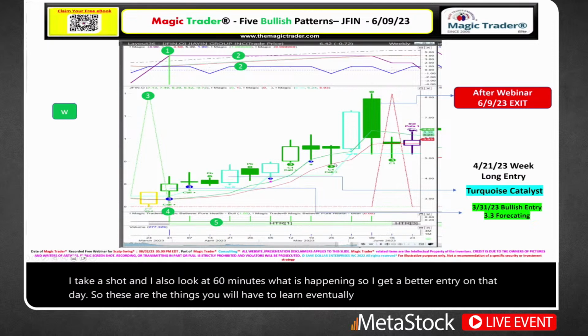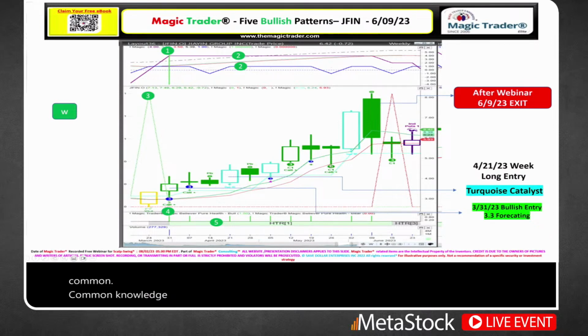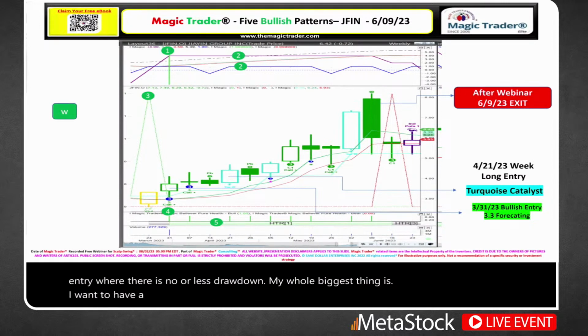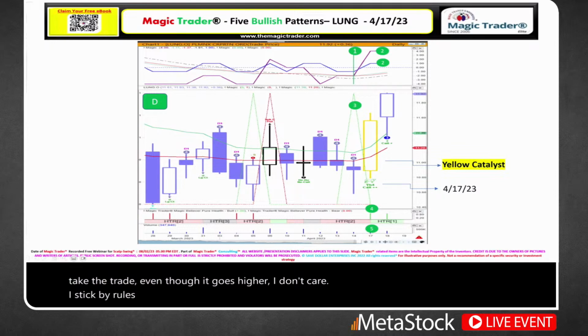But even though you don't, use common knowledge. There is a low risk, and the software is telling we're going. So look for a better entry where there is no or less drawdown. My whole biggest thing is I want to have a perfect, close to 0 drawdown. Otherwise, sometimes if I don't find it, I don't take the trade. Even though it goes higher, I don't care. I stick by rules. That's what I would tell you.